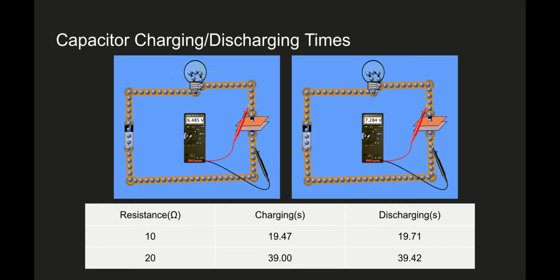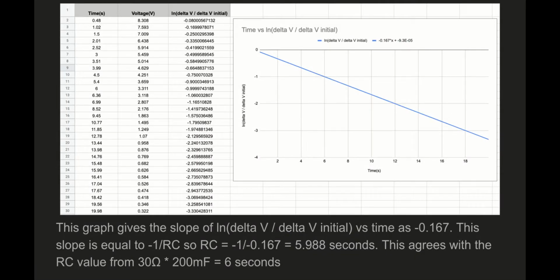Here's a graph I made of some information of the time versus the ln of delta V divided by delta V initial. And this slope that is found above the chart on the right, through the calculations, was found to be equal to -1 over RC. So then RC is equal to about 5.988 seconds, which agrees with the RC value calculated from just taking 30 ohms of the bulb times the 200 microfarad capacitor, which is 6 seconds.